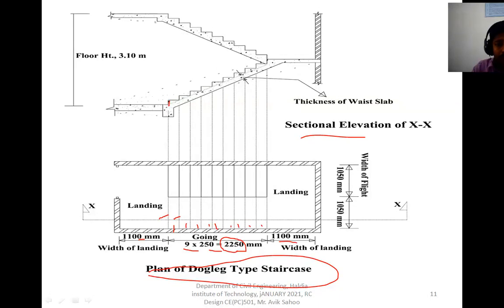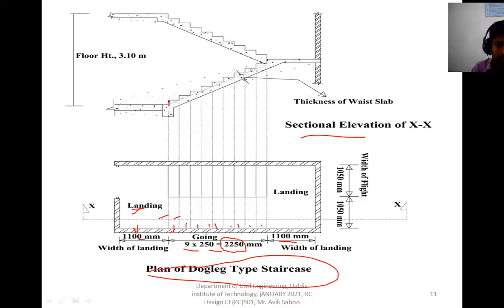So here you see that one reference line, one imaginary line we have considered. Now along that line, this stair is, so this line divides this into two parts, one this part, another this part. Now the view is drawn, so the vertical plane view is drawn.